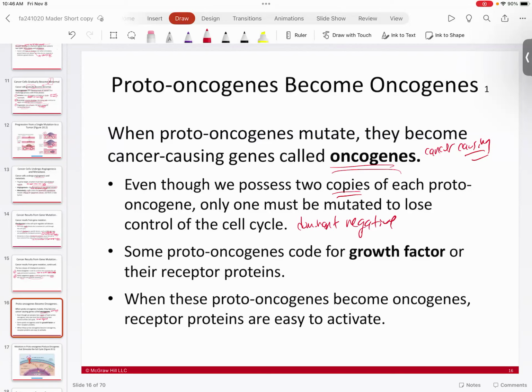Proto-oncogenes, however, will oftentimes encode growth factors and receptor proteins, things like that. So basically, if these are stuck on, right, in the on state, then there's unregulated cell growth. It's like a perpetual green light, unregulated green light for cell growth.